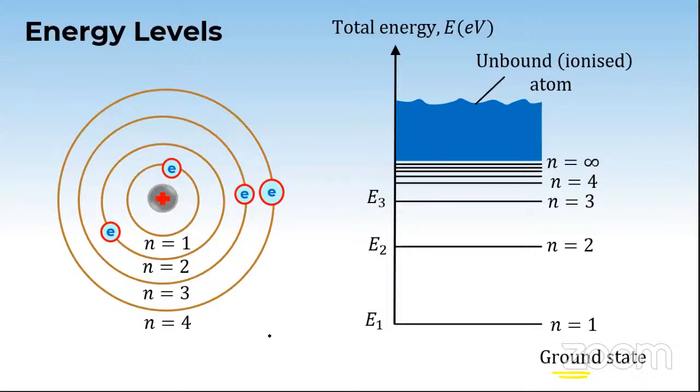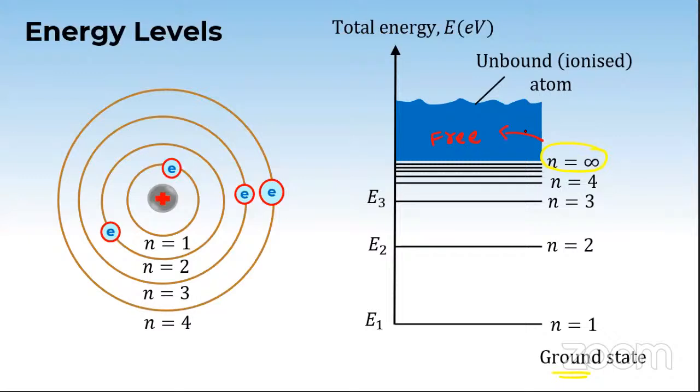Okay, so I'll keep on increasing the value of n, and I'll go up to n equals infinity. What does n equals infinity mean? It means that the electron is free. If n is equal to 1, that means it is bound in the first orbit. If n is equal to 2, the electron is bound in the second orbit. If n is equal to 4, the electron is bound in the fourth orbit. If n is equal to infinity, that means the electron is out of the atom. It's completely free now. Okay, so that is a general notation which we are going to use.